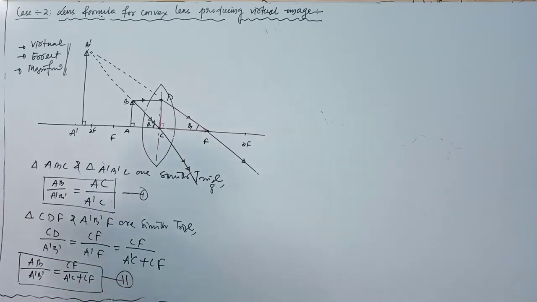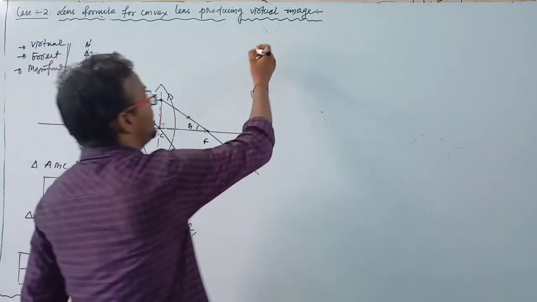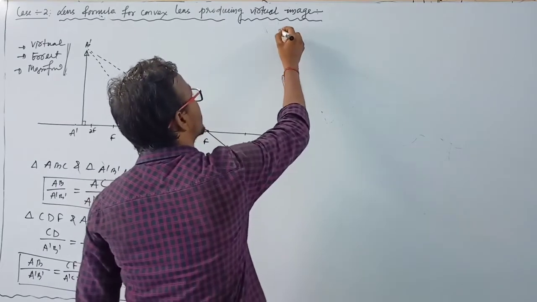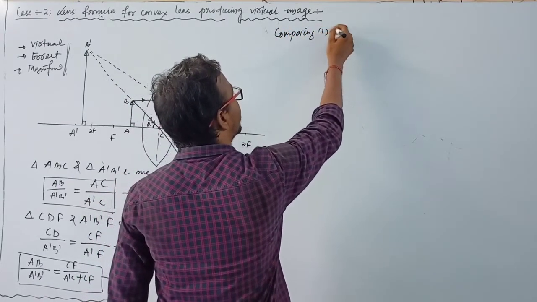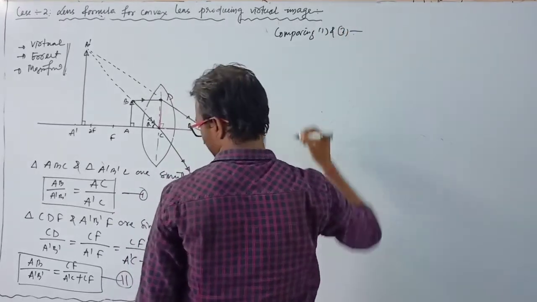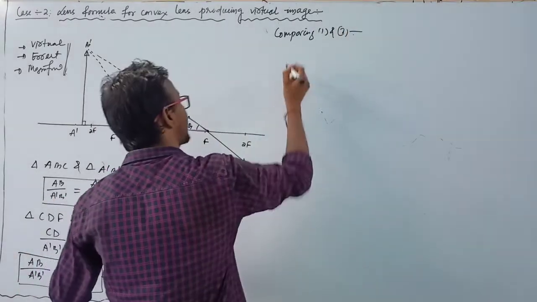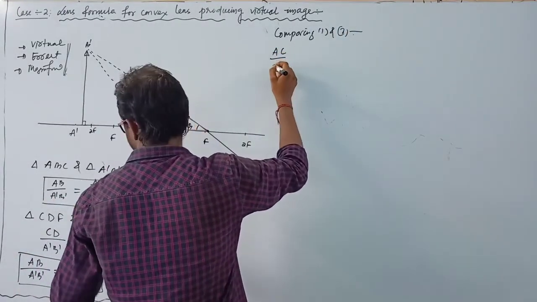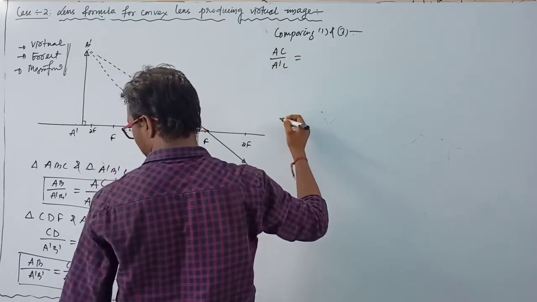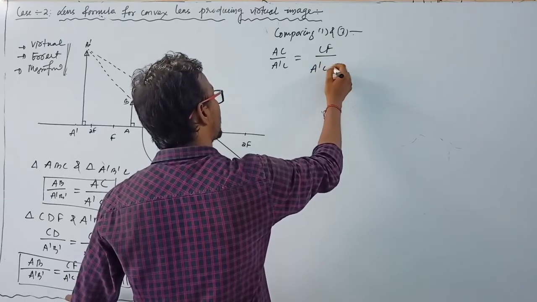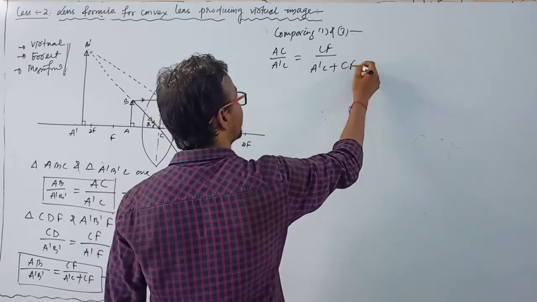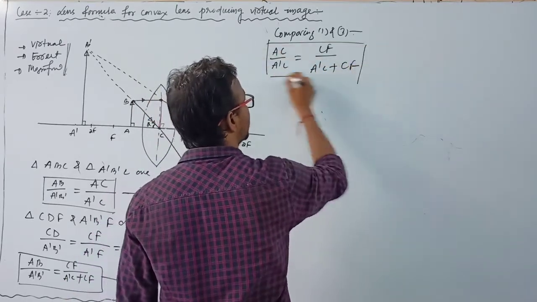This is the first equation and this is the second equation. Comparing the first and second equation, the left hand sides are equal, so the right hand sides must be equal. AC divided by A'C equals CF divided by A'C plus CF. This is equation number 3.